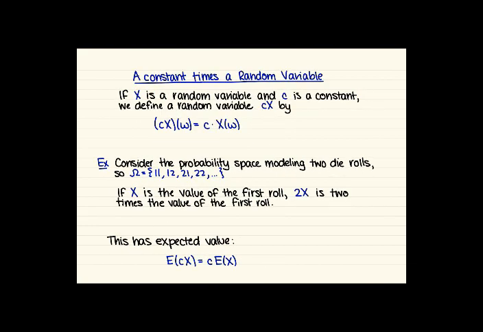Similarly, we can also take a random variable and take a constant times that random variable, and define that by taking that constant times the numbers that the random variable outputs. So for example, if x is the value of the first roll, then 2 times x is the random variable we get by taking 2 times the value of the first roll. The expected value also works out nicely here, where the expected value of cx is equal to c times the expected value of x. So you can compute the expected value of x and use that to find the expected value of c times x.